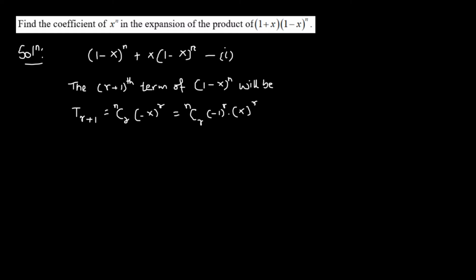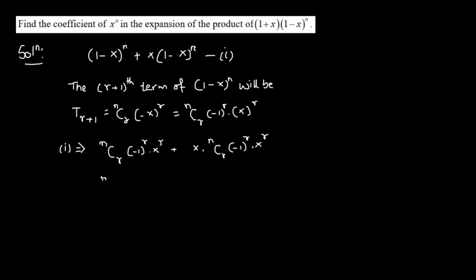Now we substitute this value into the first equation, so equation 1 will now give us, writing the r terms, n c r negative 1 raised to the power of r times x raised to the power of r plus x times n c r times negative 1 raised to the power of r times x raised to the power of r.